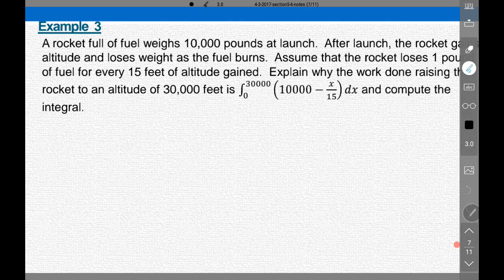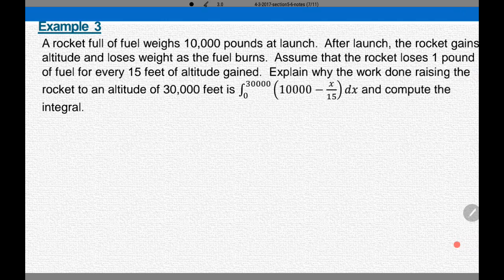Sometimes our force function is a little bit more complicated. So we've got a rocket to start with that weighs 10,000 pounds at launch. Now, as the rocket gains altitude, it loses weight as the fuel burns. So we're going to assume that the rocket loses 1 pound of fuel for every 15 feet of altitude gained. Explain why the work done raising the rocket to an altitude of 30,000 feet is this integral from 0 to 30,000 of 10,000 minus x over 15 dx, and compute the integral.